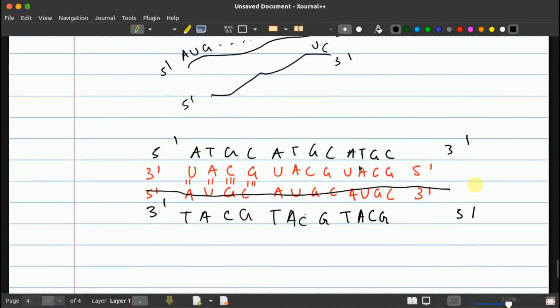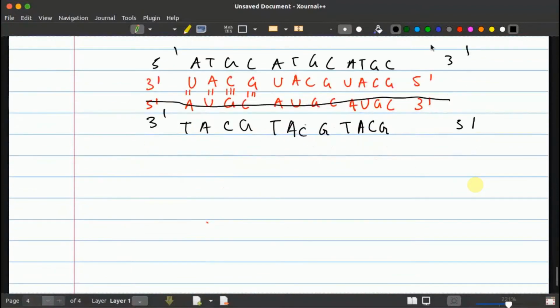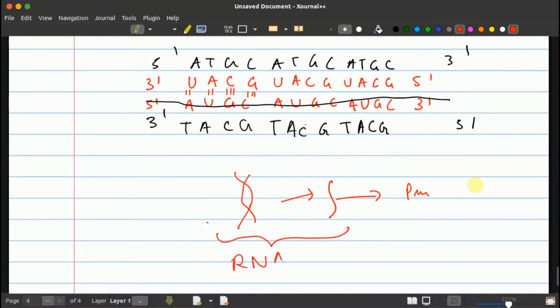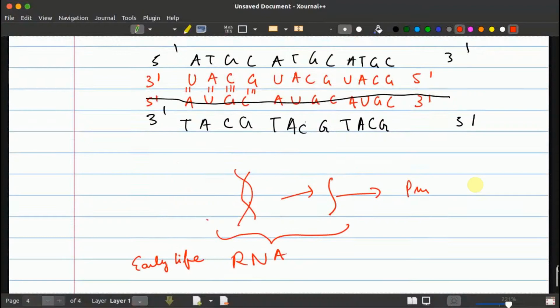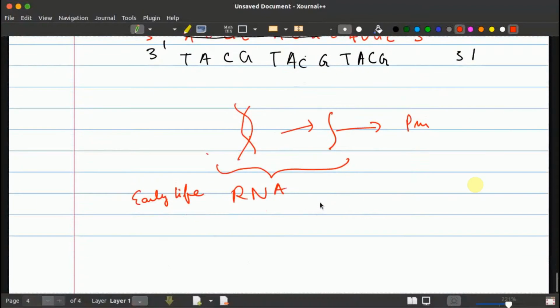So initially, when life started, we were all RNA. In fact, we were all double-stranded RNA, which would form single-stranded RNA, and single-stranded RNA will make proteins. That is how it was. This is called the RNA world hypothesis. This is how early life was. But this was inefficient, because RNA is very unstable.